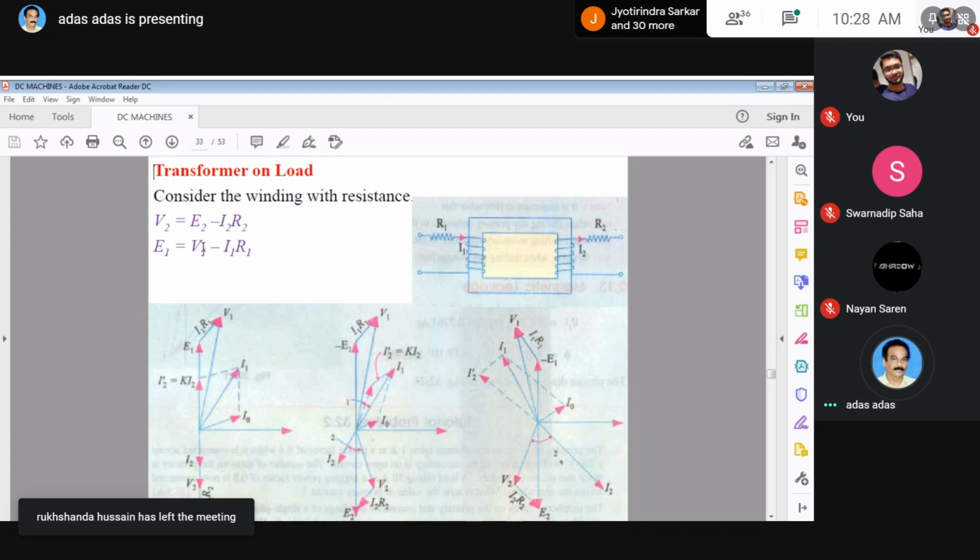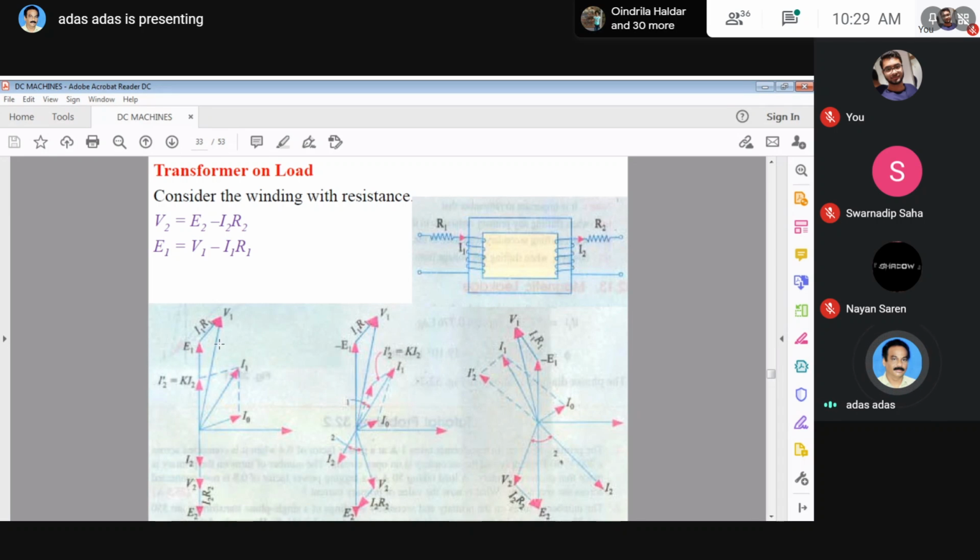We can write these equations, the second equations. E1 equals V1 minus I1 R1, the drop. Now come to the secondary side. Here the voltage induced is E2 and the load voltage is V2, suppose. Then we can write this expression.